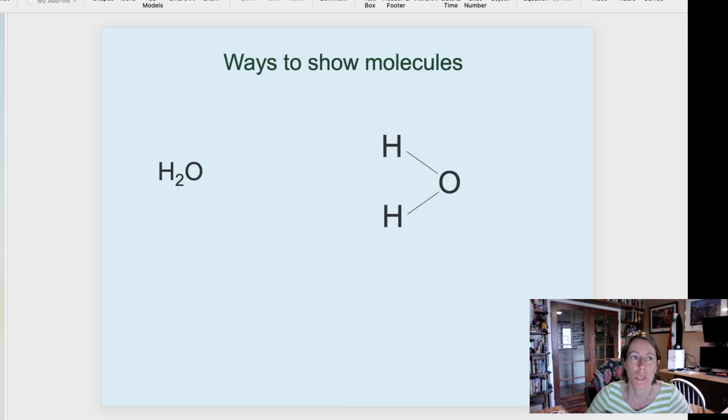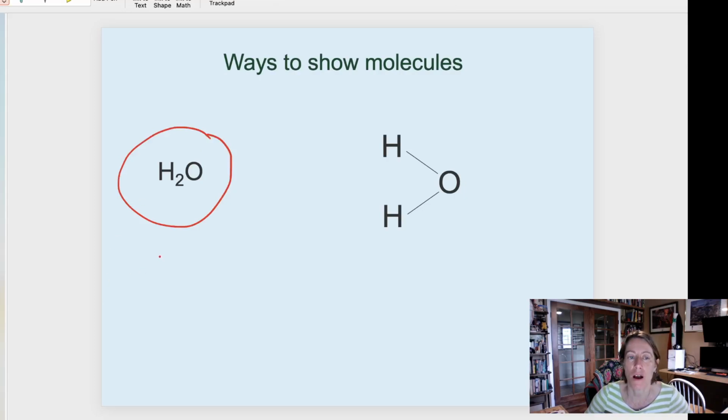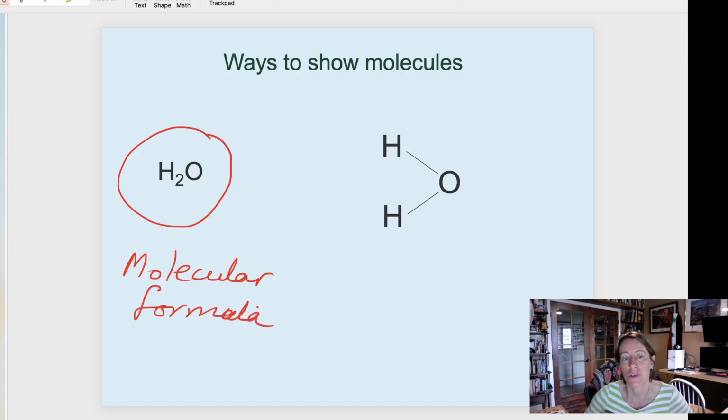This is water, H2O, and we've got two different ways here of depicting a water molecule. This one here is what we would call our molecular formula. And just like in the previous video, we said that the molecular formula shows you how many and of which kinds of atoms are involved in this molecule. So we have 2 hydrogen atoms and 1 oxygen atom. And if there's 1 oxygen atom, we don't put the 1 there. We just assume that you know there's 1.